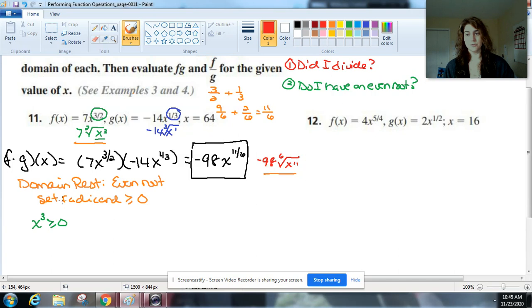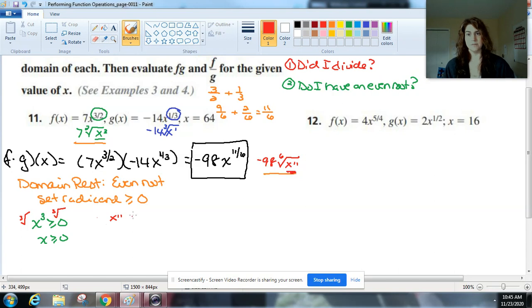You would cube root both sides. Well, the cube root of 0 is still 0. So this is x is greater than or equal to 0. That's the first one. Second one is the 6th root of x to the 11th. So I'm going to take the inside of it. Actually, I don't even need the 6th root part here. I just need the interior of it.